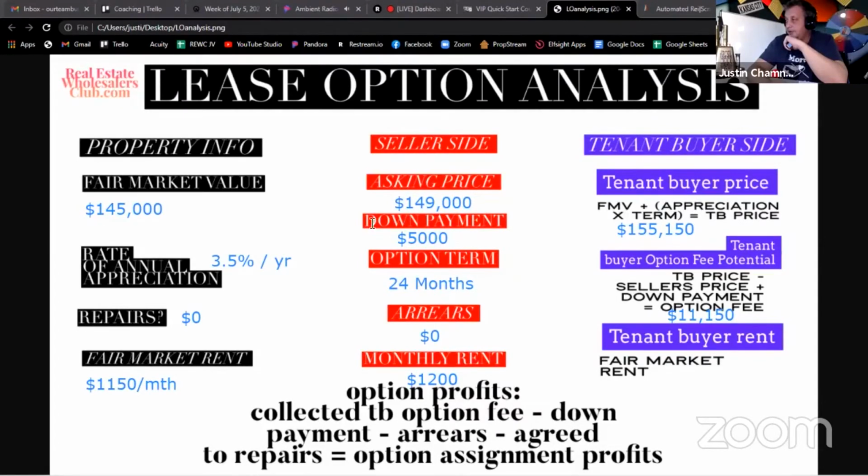So fair market value, that's what it's worth today, plus 7% will equal what it's worth in 2 years. Does that make sense, guys and gals? Yep. Okay.